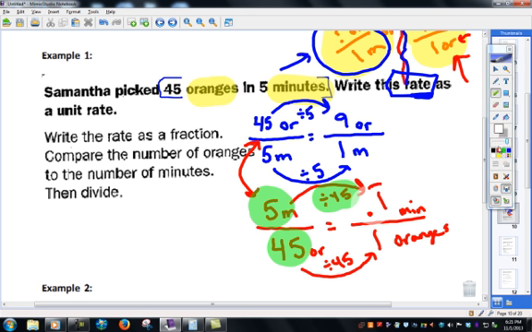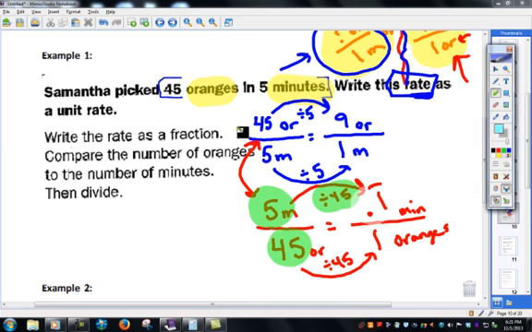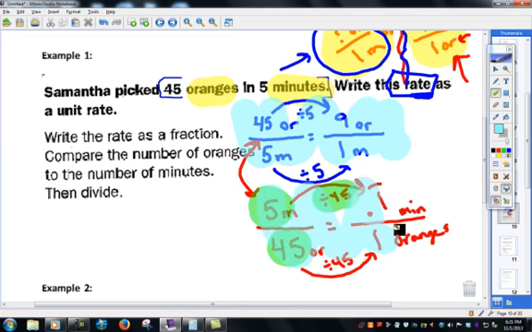Now, as you sit there, look at these two unit rates I just did. I got that one, and I got that one. Which one do you think actually makes sense? Which one helps me determine how good she is at picking oranges? I hope you're all saying this one right here. Because when I think 1 minute, she can pick 9 in 1 minute, that helps me.